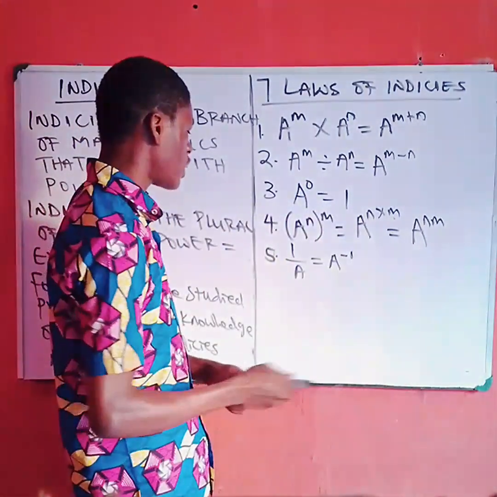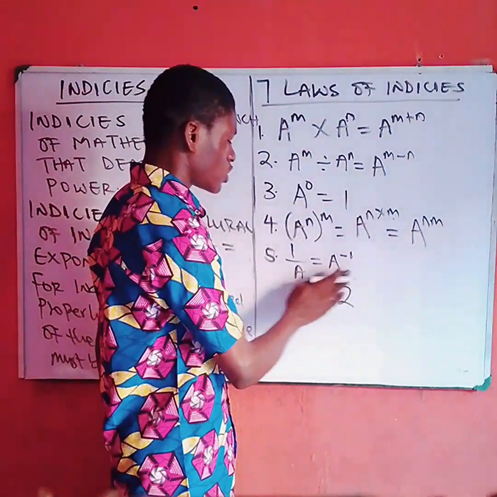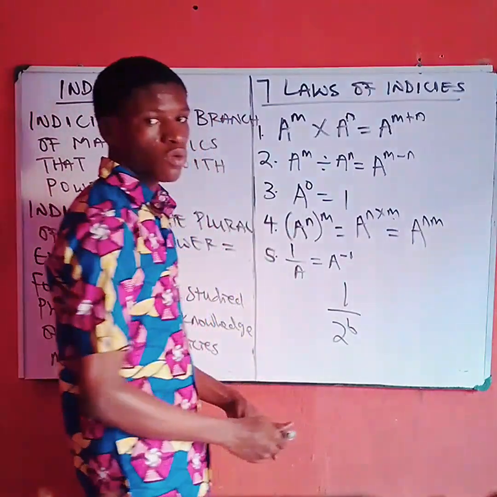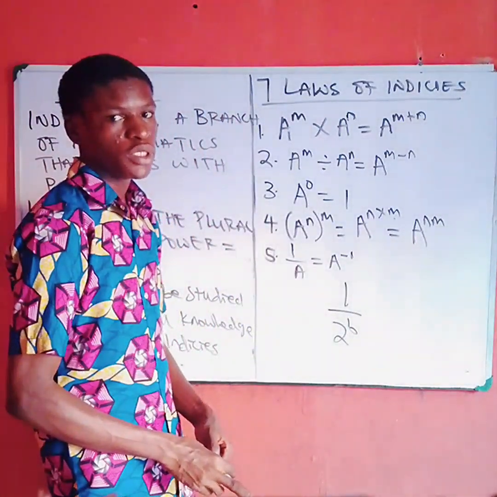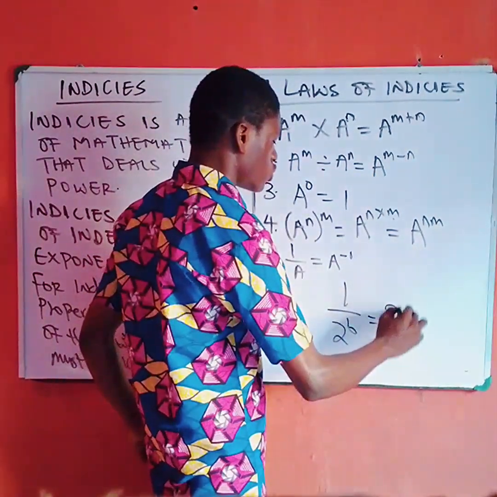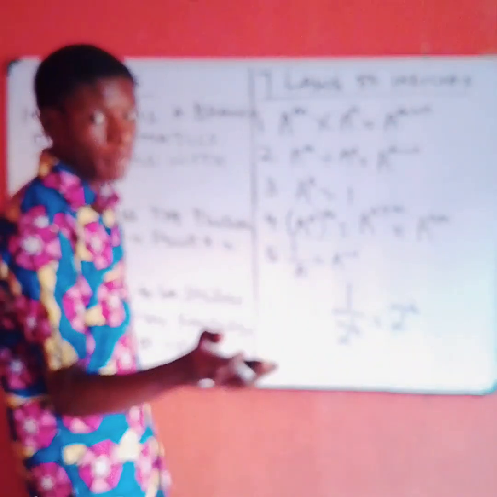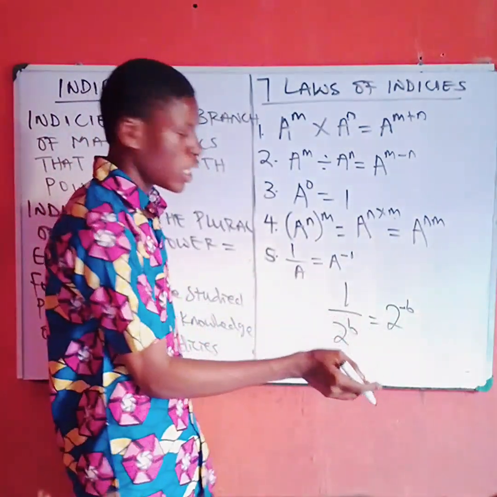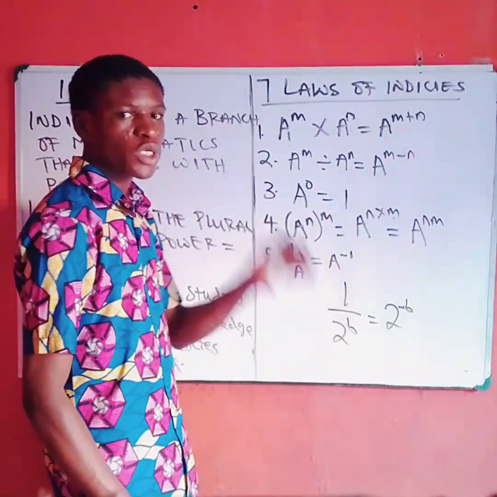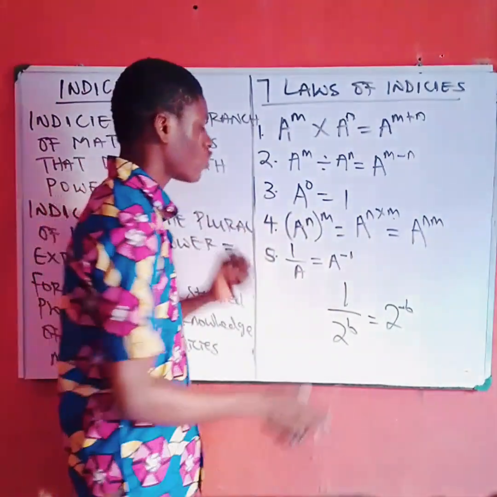But what if I have 1 over 2 raised to the power of b? What will it be? It's still the same thing. It is now equal to 2 raised to the power of minus b, because that -1 will multiply b, and that will be minus b. You get what I told you? As we explore the world of indices, we start to deal with these things accordingly.